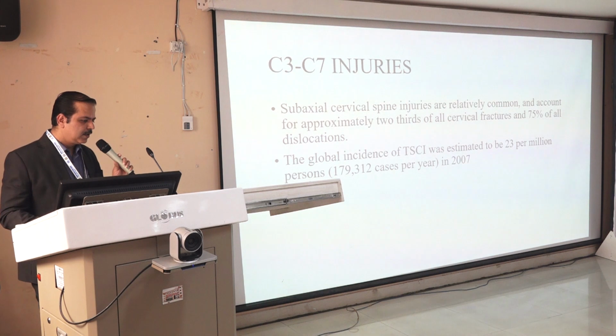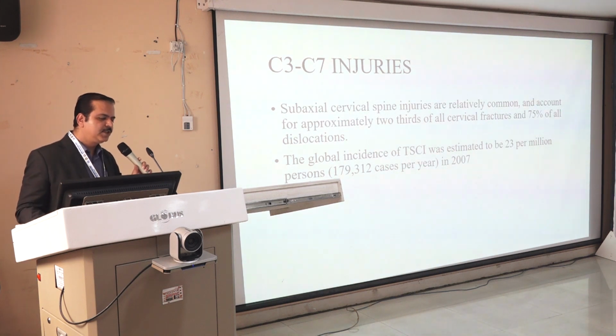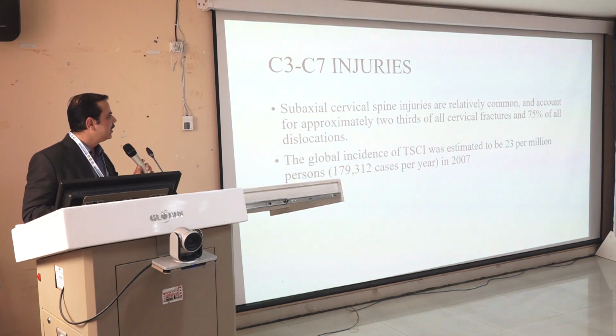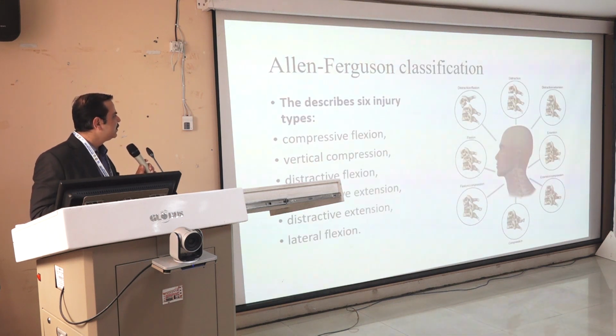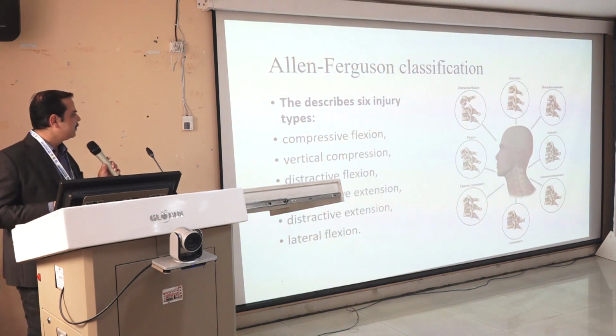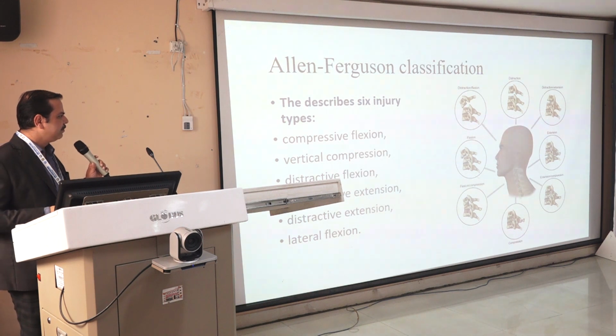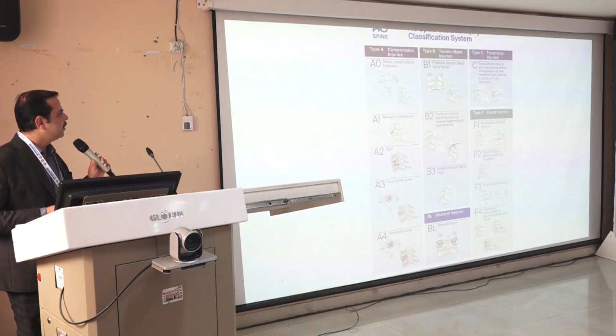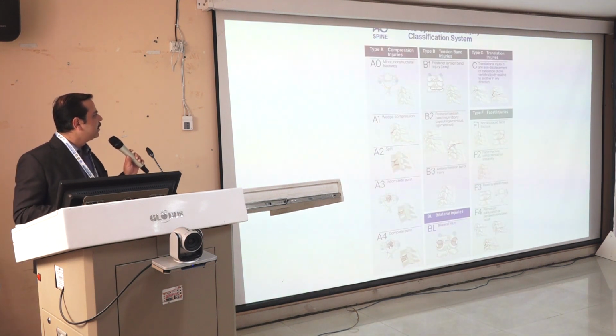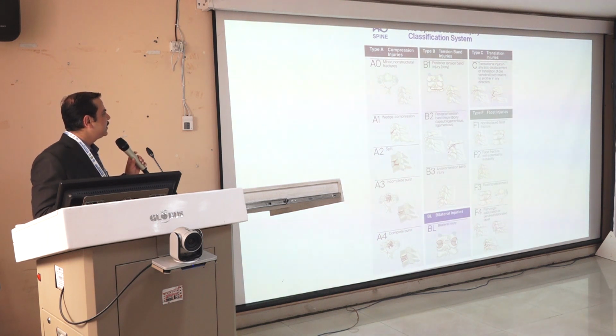Now, coming to the subaxial spine, that is from C2 to C7. It is one of the most common injuries that we come across. As for the mechanism, it can be caused by vertical compression, compressive flexion, compressive extension, distractive flexion, distractive extension, lateral flexion. There are different mechanisms for causing the lesion. And mainly it is classified into compressive injury, tensile band injury, translational injury, and dislocation of the facets. It can be unilateral, it can be bilateral.